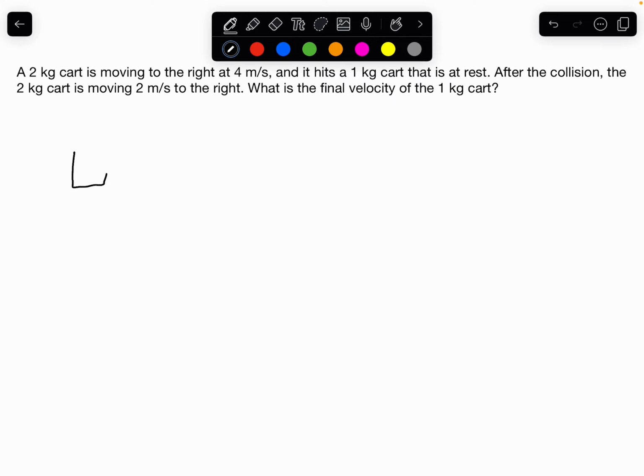So here is the 2 kilogram cart, and I'm going to take note of which one it is by writing above it a 2, because that's 2 kilograms. And it's moving to the right at 4 meters per second. So I draw an arrow and then I write a 4. So I've got the mass and I've got the velocity. The other cart is 1 kilogram and it's at rest. So I write V equals 0 and 1 kilogram above it.